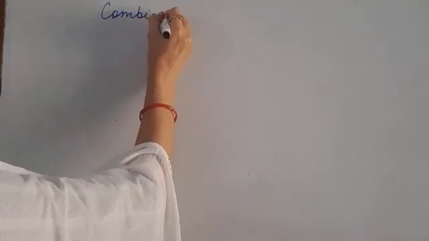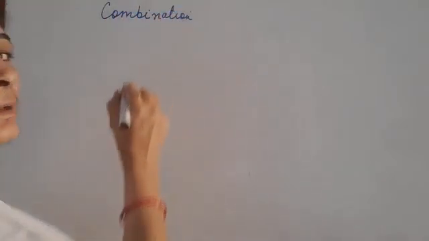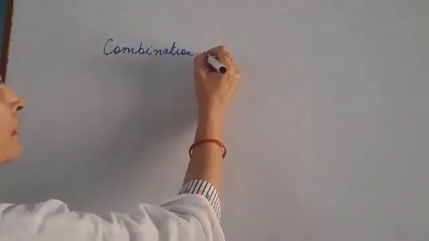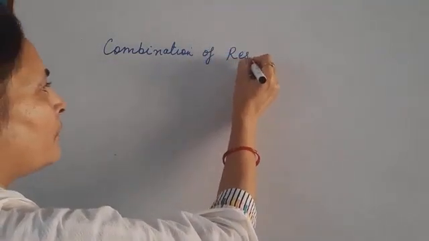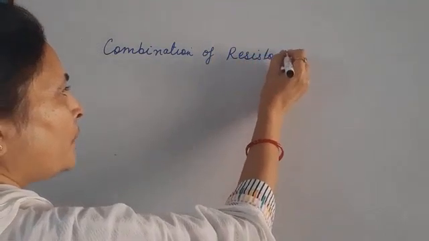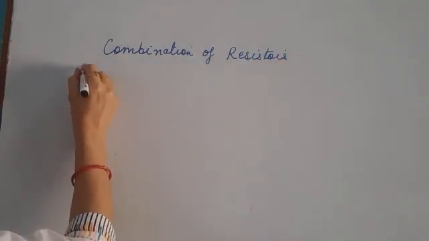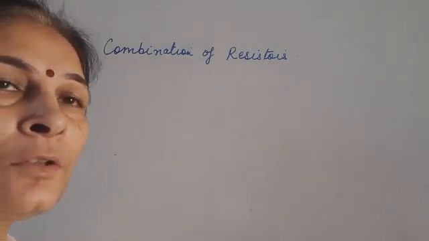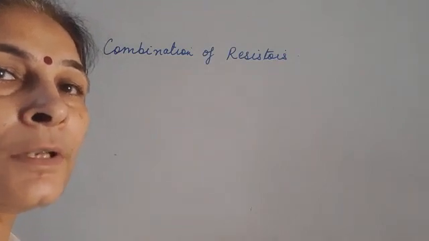Good morning, children. Today we'll take the topic of combination of resistors. Combination means when we are going to take more than one resistance at the same time in a given circuit. So the first question comes: how can we combine the resistors? There are two main ways of combining resistors.